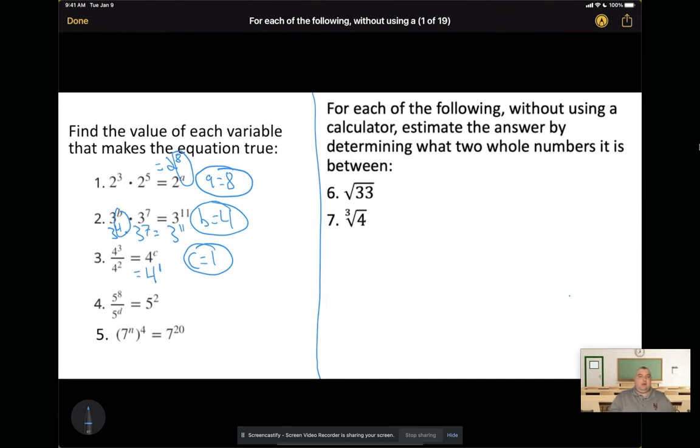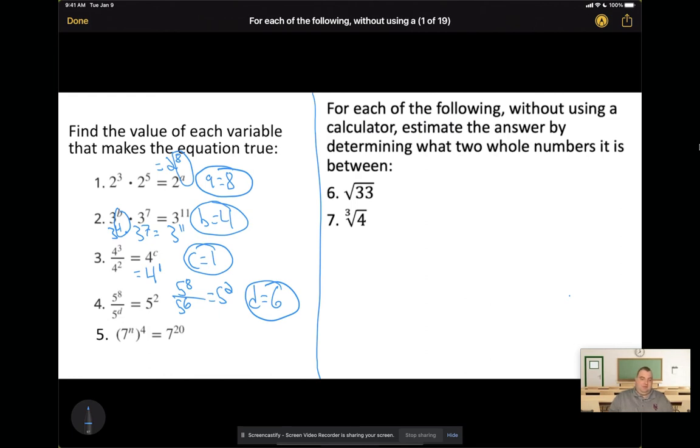Number 4, same thing. We are dividing, so we have to subtract the exponents. So I have to write it so that 8 minus what is equal to 2. And of course, that's going to be 6. So it should read 5 to the power of 8 divided by 5 to the power of 6 equals 5 squared, because 8 minus 6 is 2. So on number 4, we will say that D is equal to 6.